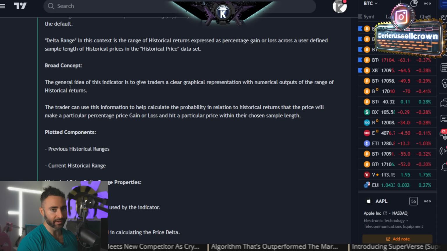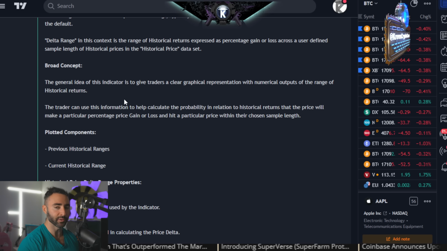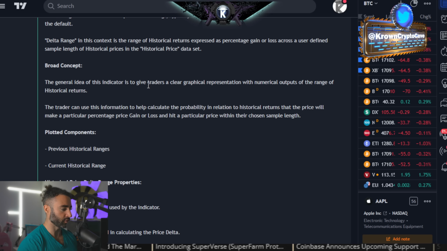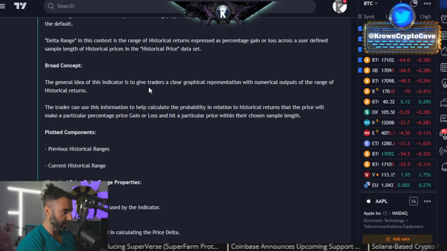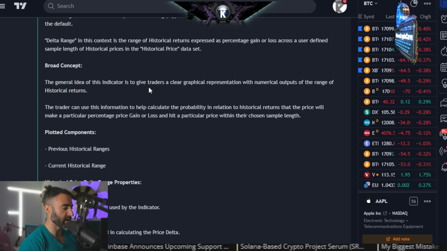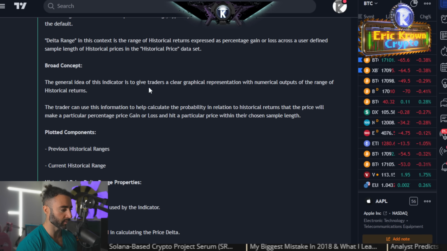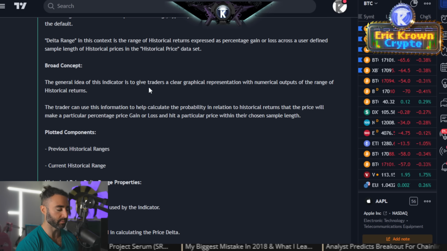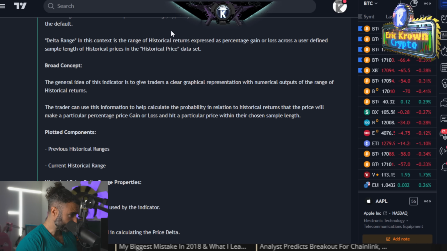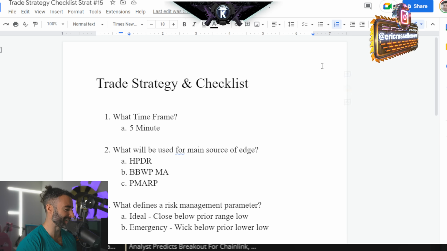So the general idea of this indicator is to give traders a clear graphical representation with numerical outputs of the range of historical returns. You as a trader can use this information to help calculate the probability in relation to historical returns that the price will make a particular percentage price gain or loss and hit a particular price within their chosen sample length. All right. So that's a long way of saying that I have a nice little strategy for you, which is over here.